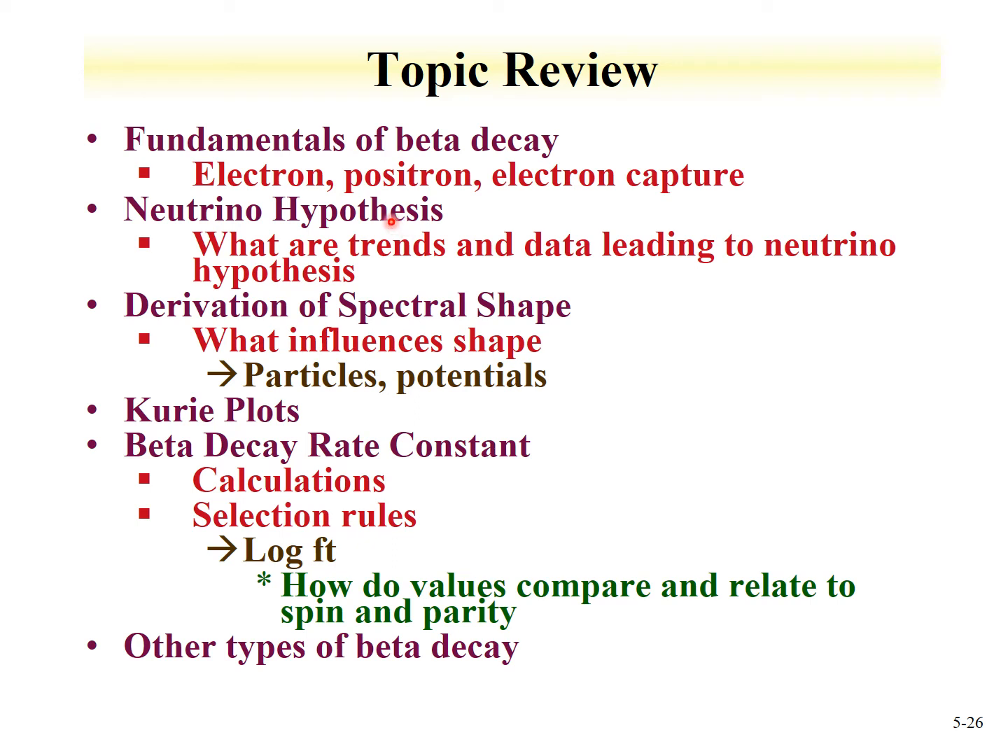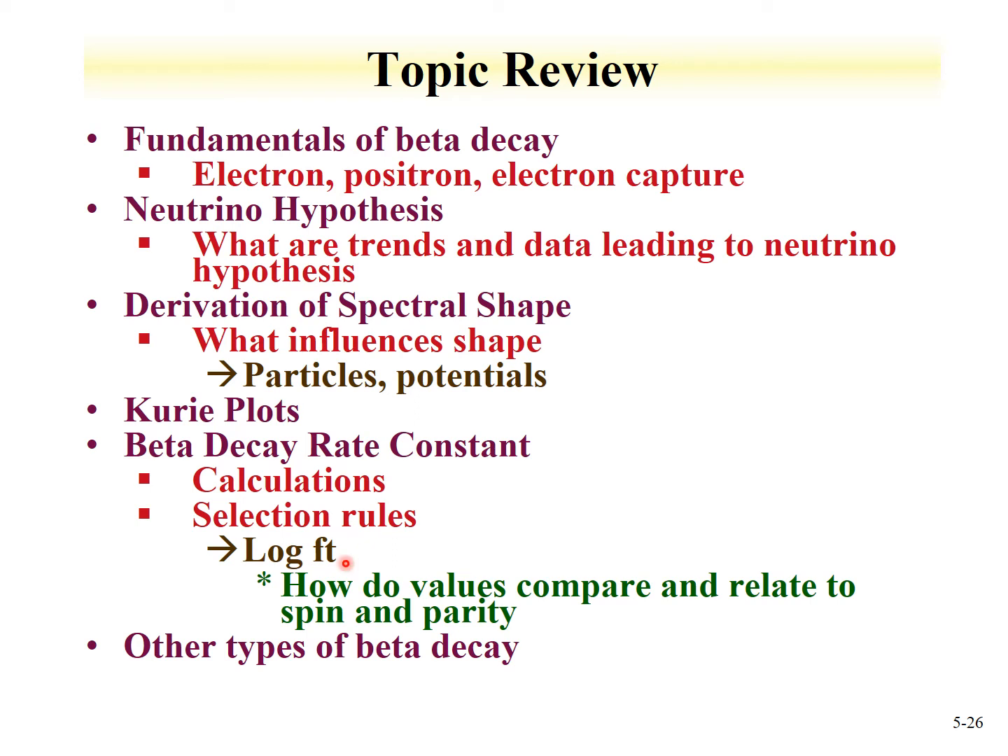You should be able to understand something about spectral shapes, what influences these spectral shapes, how particles and potentials are related. You should be able to identify a Kurie plot and understand what's the difference between a straight and curved line. You should be able to look at some calculations for beta decay rate constants and understand the selection rules, particularly the logft values, how we can calculate logfts, and how those values compare to the spin and parity of the parent and daughter states.